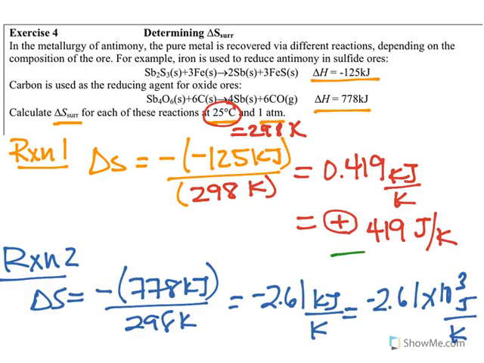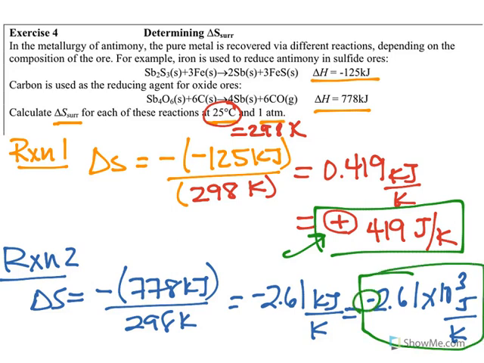Okay, so you should have gotten 419 joules per Kelvin, or 0.419 kilojoules per Kelvin, either one. But this one is positive, so we do have an increase in entropy for that very first reaction. The second reaction, you should have noticed that you got a negative value, and it's pretty negative. It's on the order of 10 to the third power joules per Kelvin, and so we have a decrease in entropy for that.